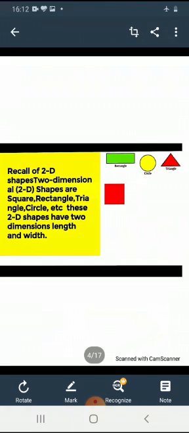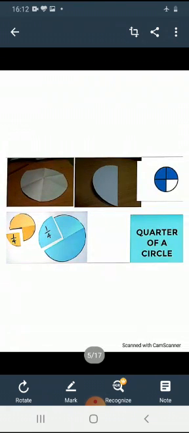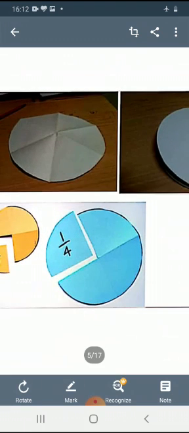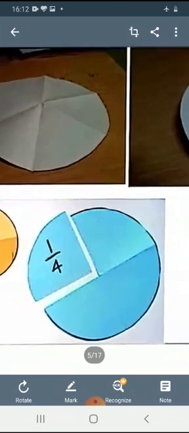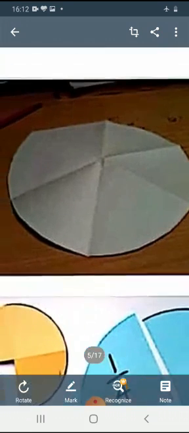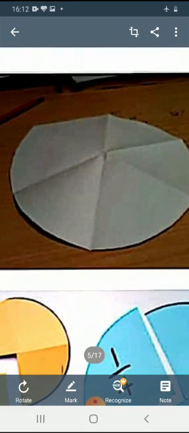Now let us learn about a circle. Let us take a white paper. We can draw a circle with a bangle, a coin, a bottle lid, a ring, any round object, isn't it? Draw a circle on a white paper. Cut the round shape like this. A round shape paper will be cut out.